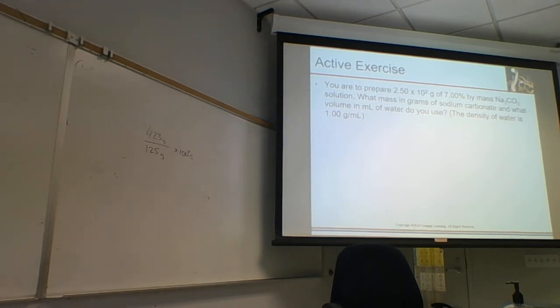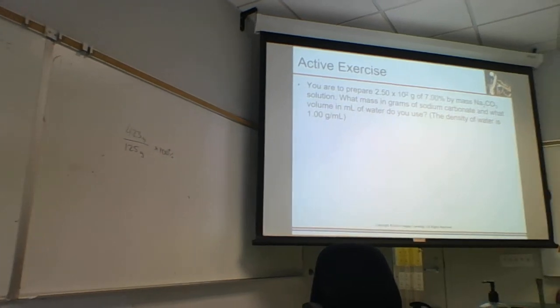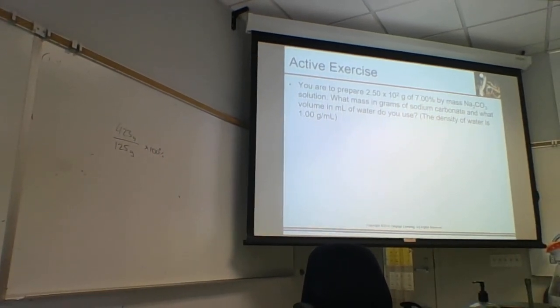All right, this is a different problem here. You're to prepare 2.50 times 10 squared, or 250 grams, of 7.00% by mass sodium carbonate solution. What mass in grams of sodium carbonate and what volume in milliliters of water do you use? And so first, what is 7.00% by mass sodium carbonate?